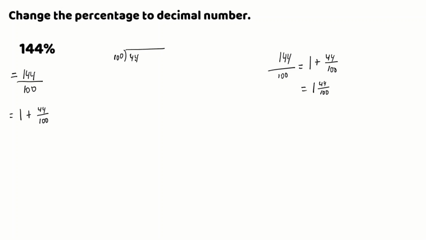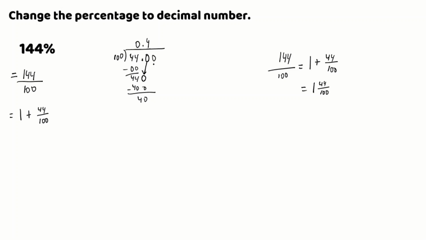100 can't go into 44, so that means that we're going to add our 0, because 0 times 100 will be 0, and we're going to bring our 44 down, input our decimal point in both our dividend and quotient, add a 0, and change my 44 into 440. 100 goes into 440 4 times. 4 times 100 is 400. 440 subtracts 400 leaves us with 40.